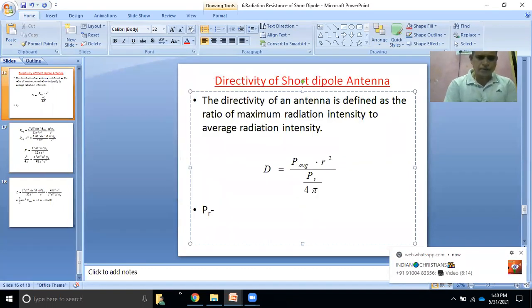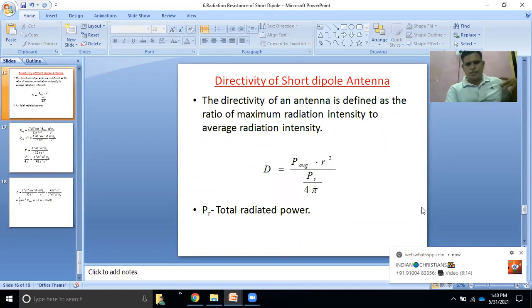PR indicates total radiated power. Okay, don't worry about that notation. You have to be clear about the units.